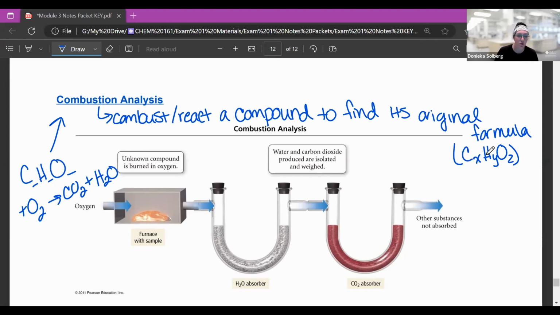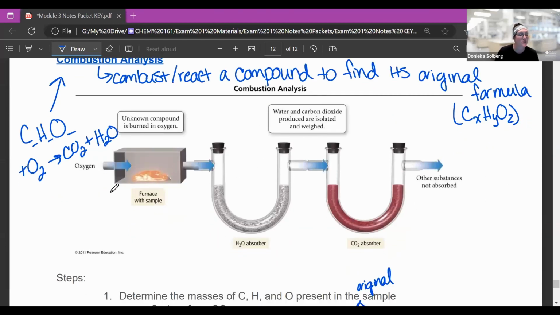So was it C2H5O1? I don't know. That's what we're going to figure out, what these subscripts X, Y, and Z are for this formula. Okay, so it looks like this. We take our sample, we burn it with oxygen because you have to have oxygen to burn, and then we absorb all of the H2O and we absorb all of the CO2 so we can figure out how much CO2 and how much H2O it made. And then we can find what its original formula was. We can kind of work backwards.